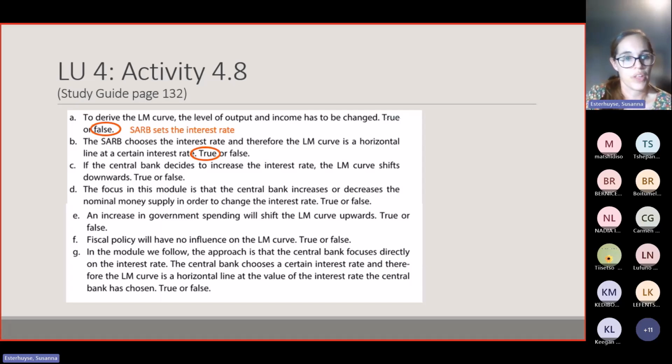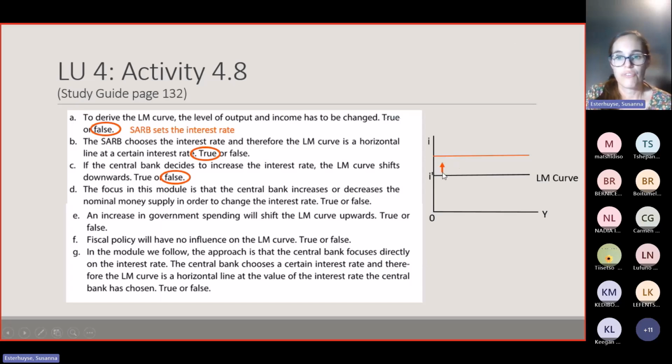That's true. Number C, if the central bank decides to increase the interest rate, the LM curve shifts downwards. So let's just think about that. The central bank increased the interest rate. That is false, because if it increases the interest rate, remember, it goes from 0 and higher. So the LM curve will not move downwards, it'll move upwards.